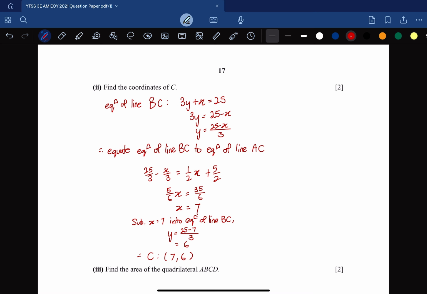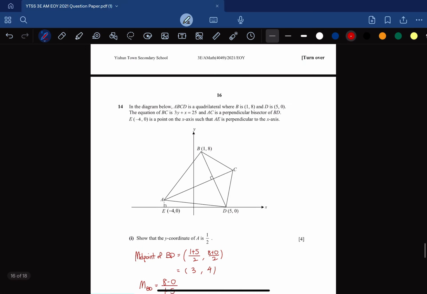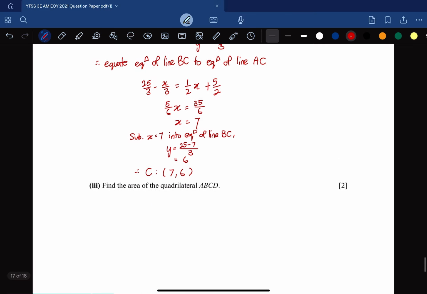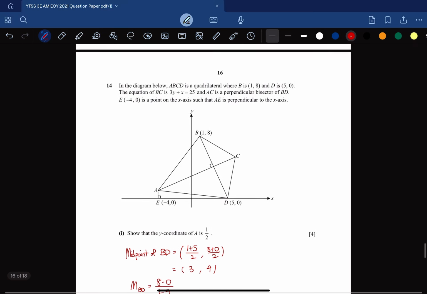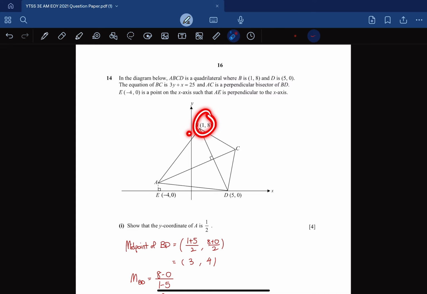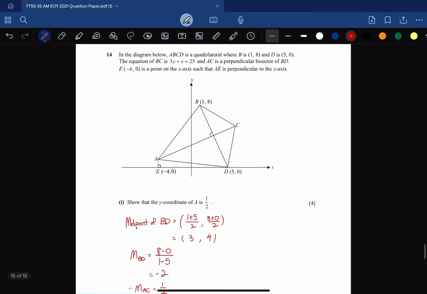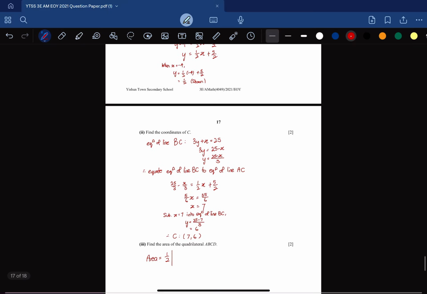And for the last part, find the area of quadrilateral ABCD. So area is simply, you can take the shoelace method. I found the coordinates of A, B, C, and D, so I can now use my shoelace method. Area is simply equals to half. I start with, let's say, point B, then I go anti-clockwise in this direction. Let's write the coordinates to be clear. For A, I know that A is (negative 4, half), and point C is (7, 6).